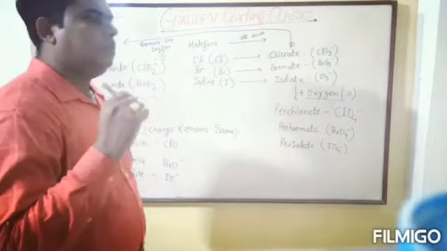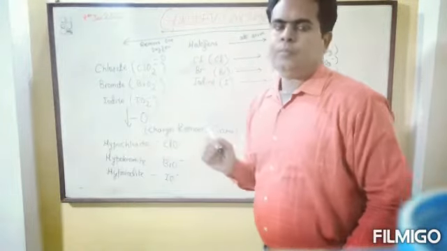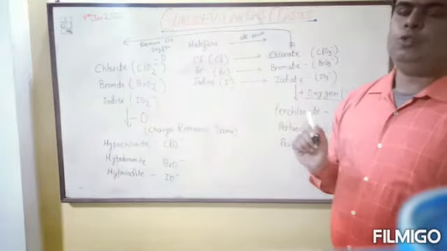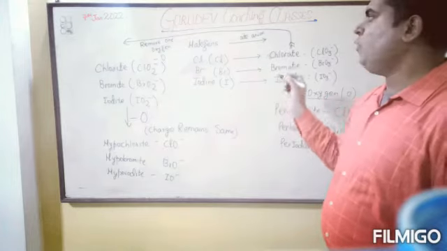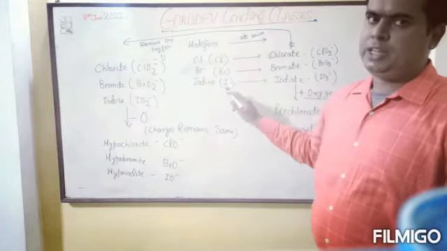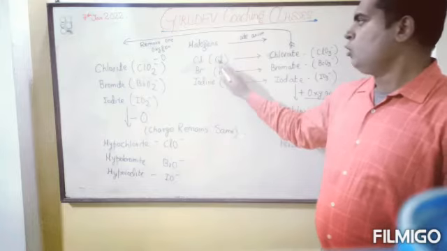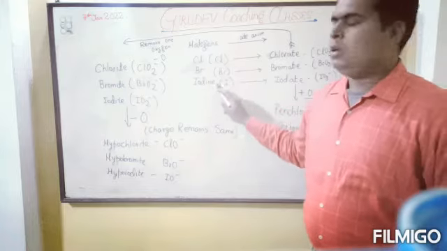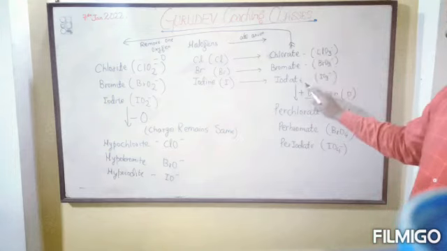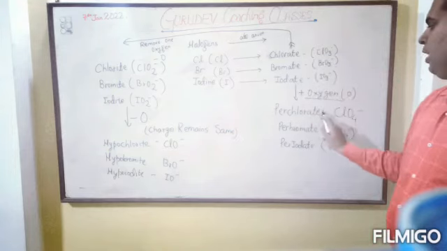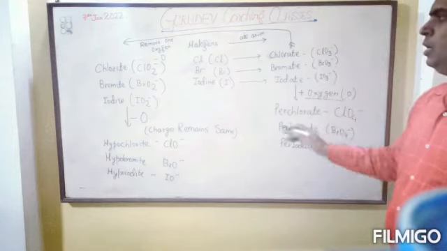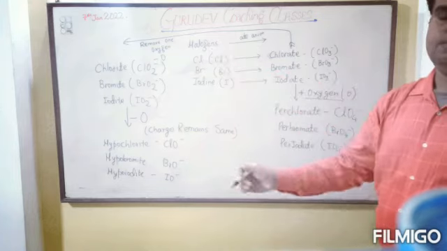Children, this time we are going to study the formation of anions by halogen elements, chlorine, bromine, iodine. From here to chlorate, bromate, iodate, perchlorate, perbromate, periodate, and you are seeing like this. Please stop.